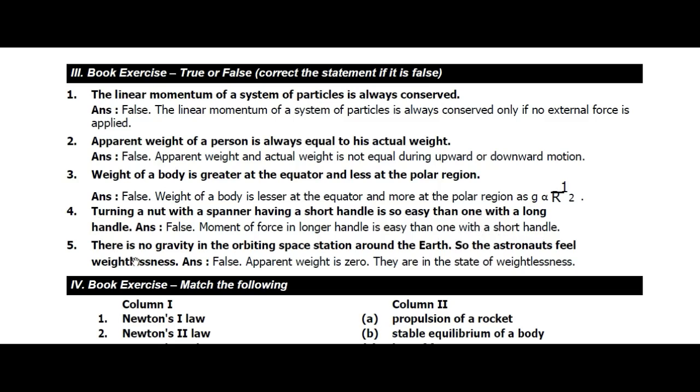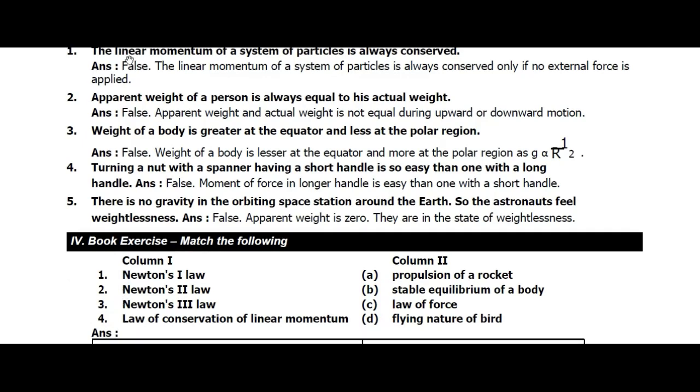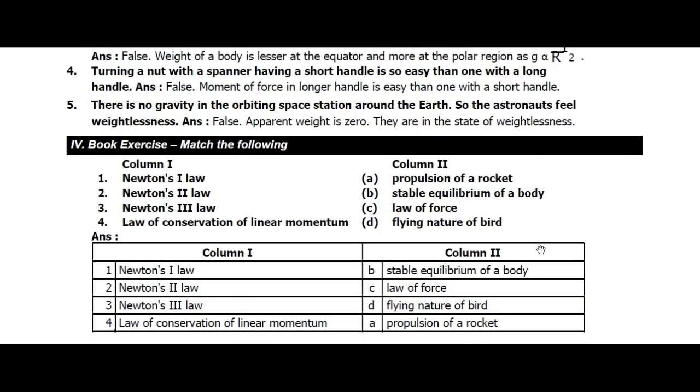Next one. There is no gravity in the orbiting space station around the earth, so the astronauts feel weightlessness. Answer is false. Apparent weight is zero. They are in the state of weightlessness. Next we'll see match the following. First one, Newton's first law. Answer, stable equilibrium of a body.